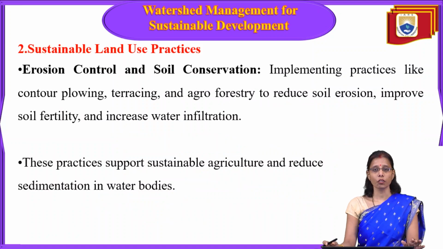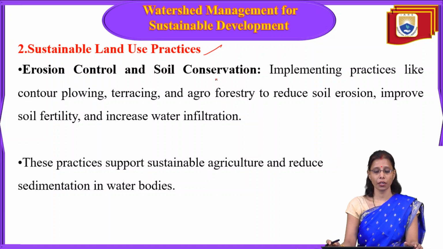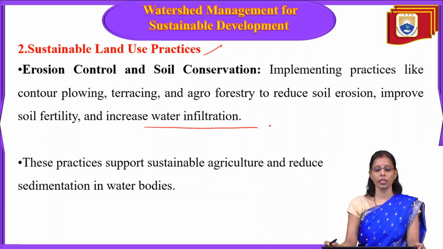Now, sustainable land use practices. This is also very helpful in sustainable development. Sustainable land use practices include erosion control and soil conservation. It means implementing practices like contour plowing, terracing and agroforestry to reduce soil erosion, improve soil fertility, and increase the water infiltration rate. Here erosion control and soil conservation are seen in sustainable land use. So how can erosion control happen?